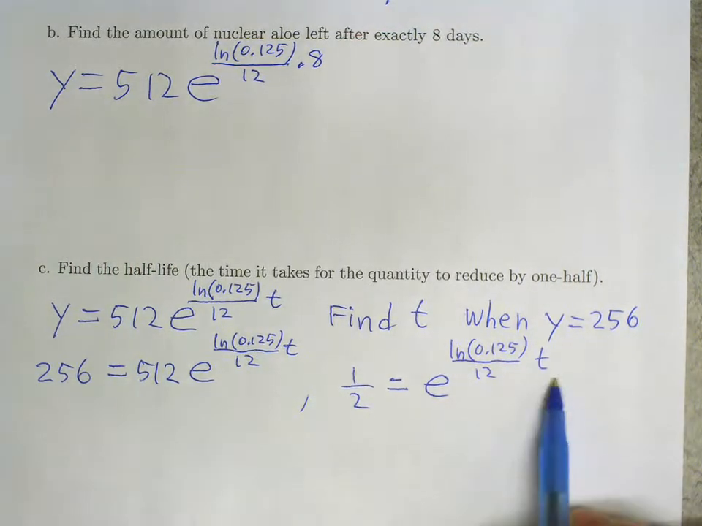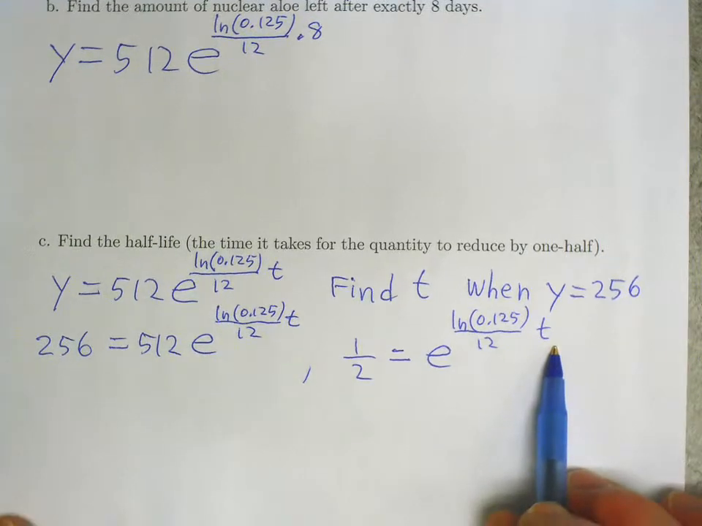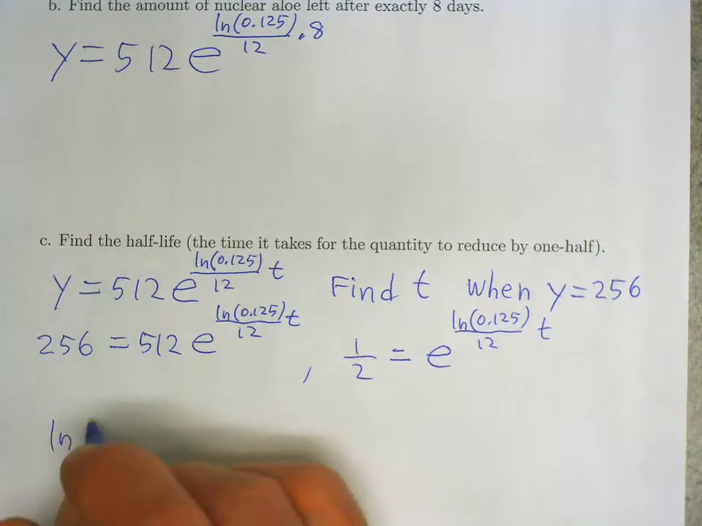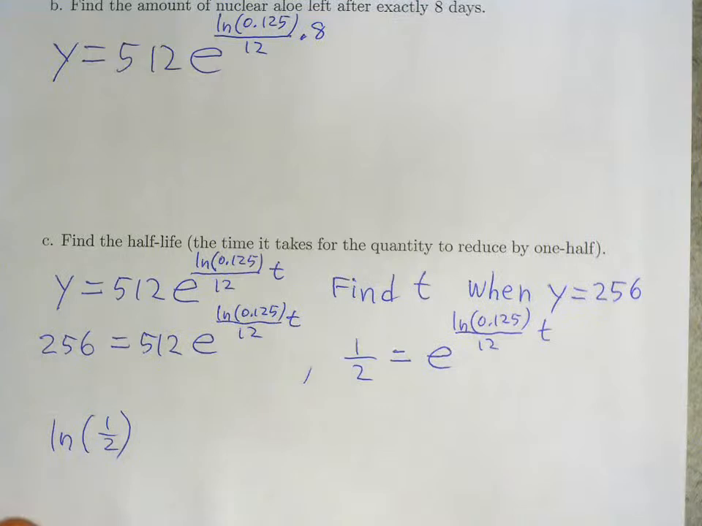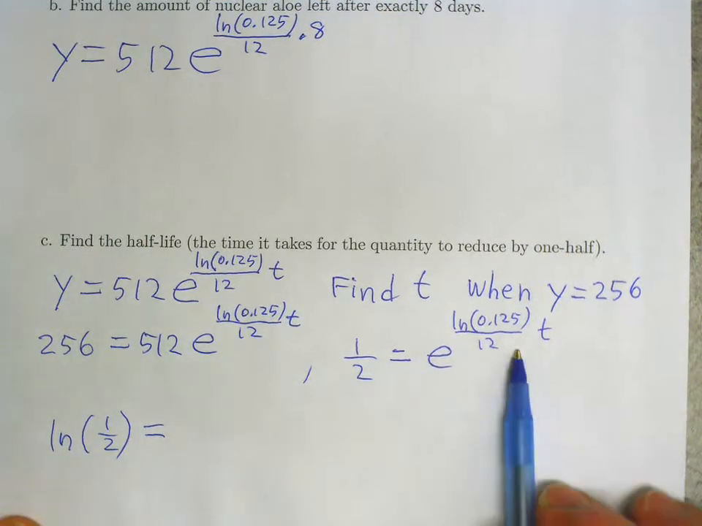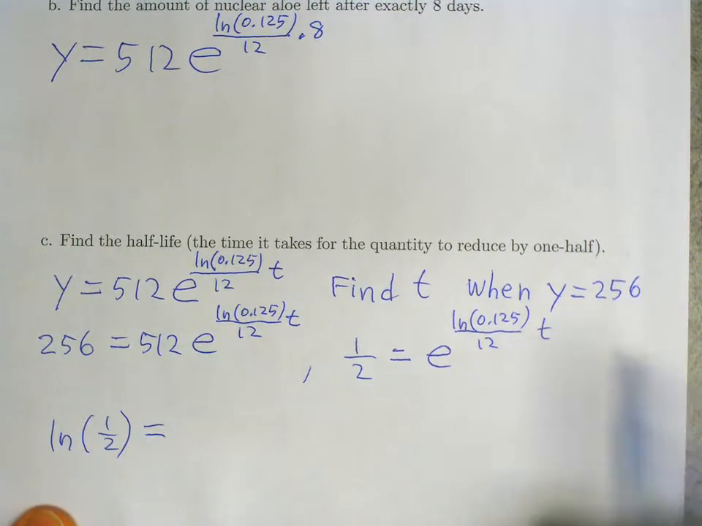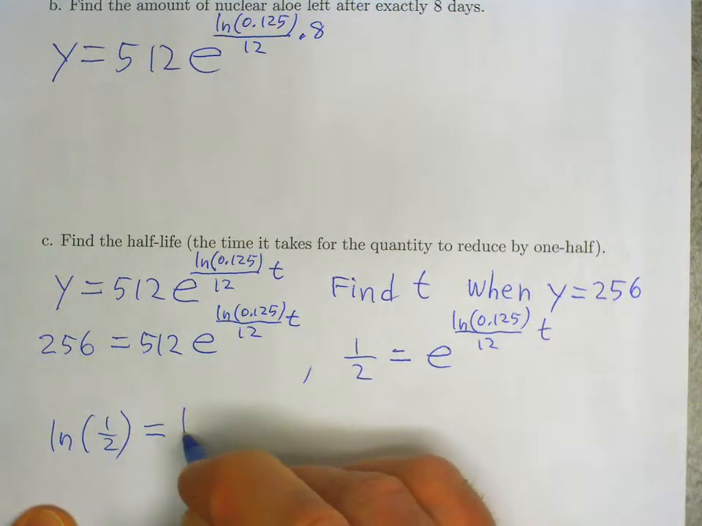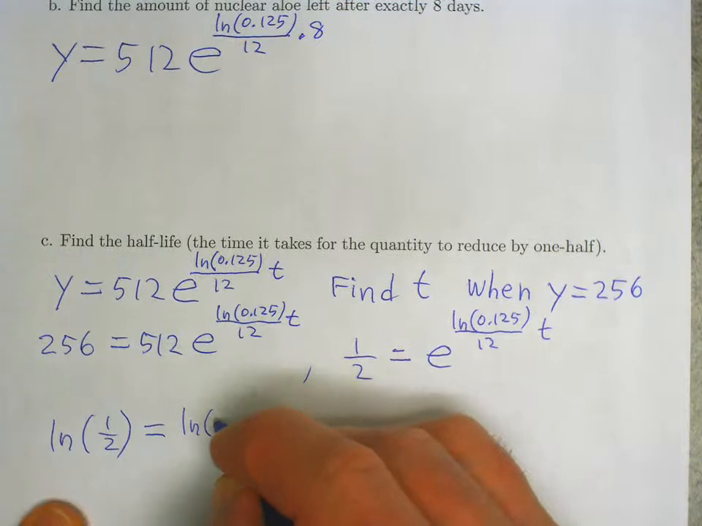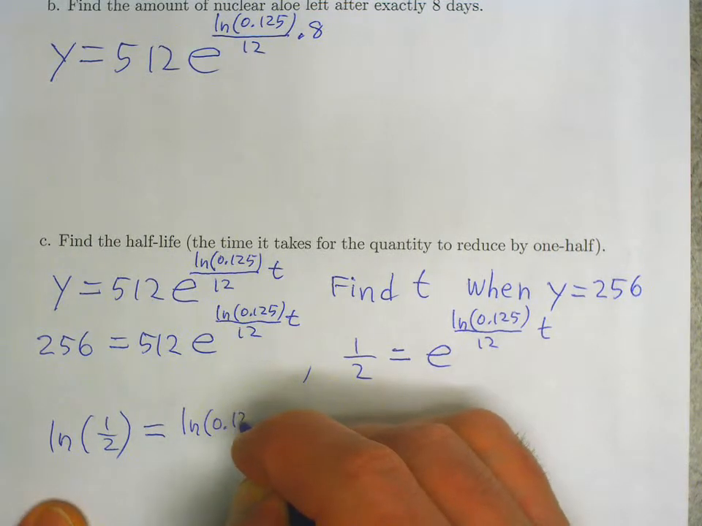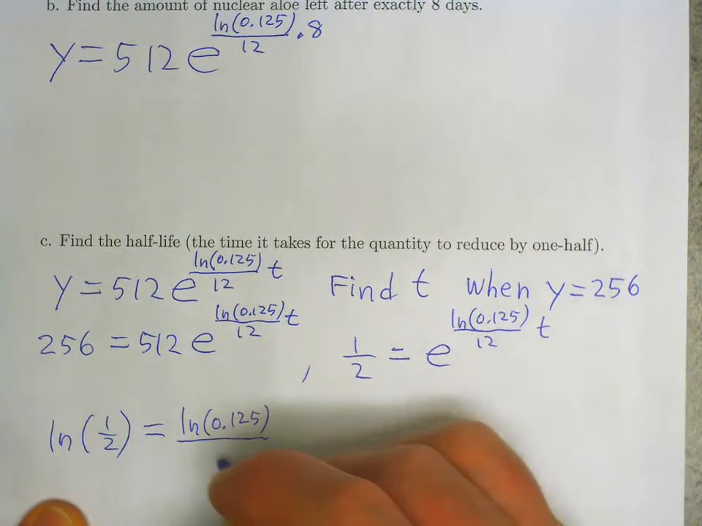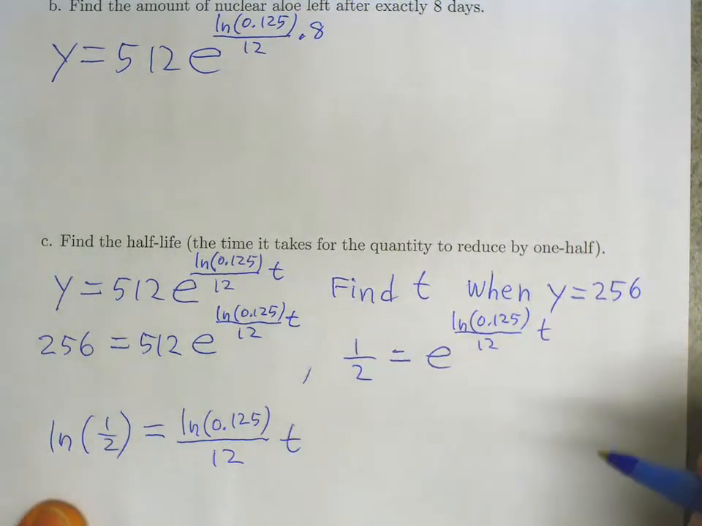We want to solve for t, but t is in the exponent, so we take the natural log of both sides, the natural log of 1/2. And we're taking the natural log of e raised to the exponent, so it just simplifies to the exponent, the natural log of 0.125 over 12 times t.